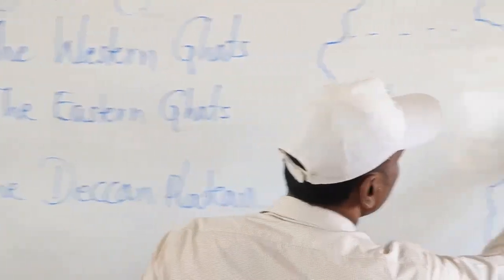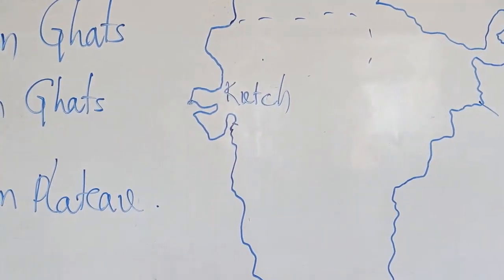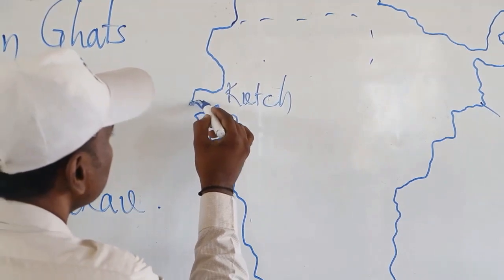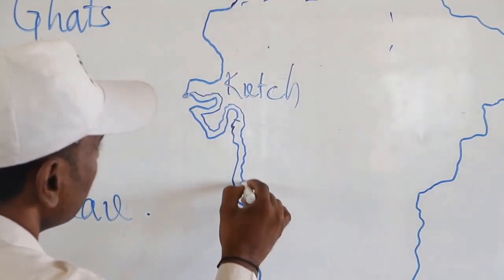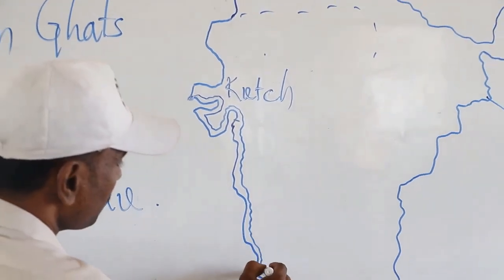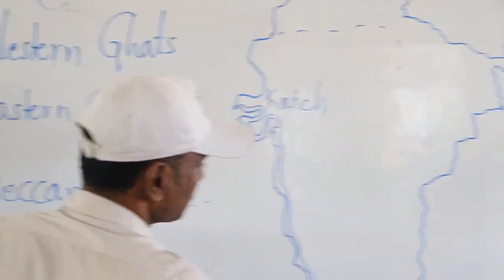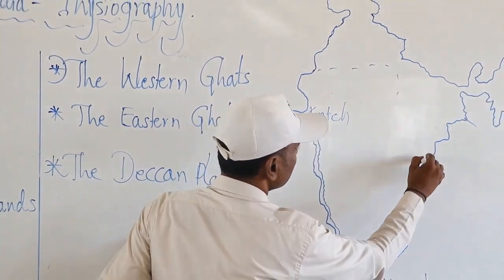From Kutch up to Kolkata, this coastline is there. This coastline is important for the annual exam. If there is a question in the annual examination, you should mark this part. This is the coastal plain up to here.